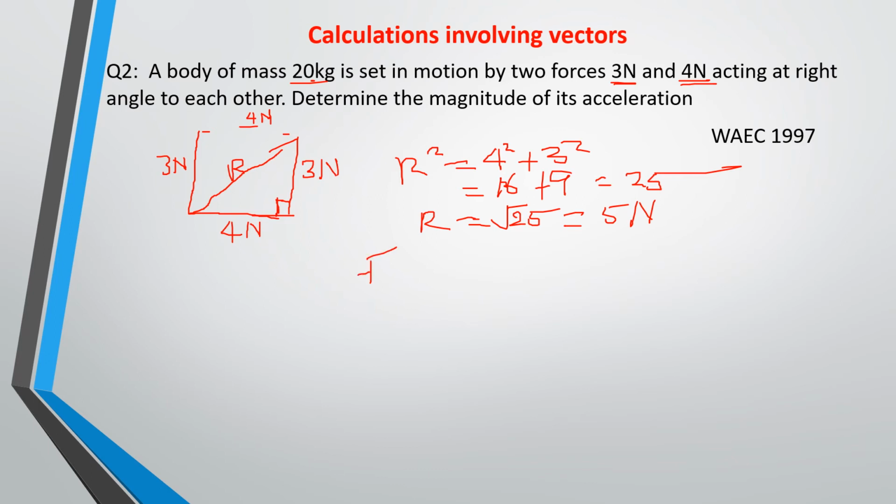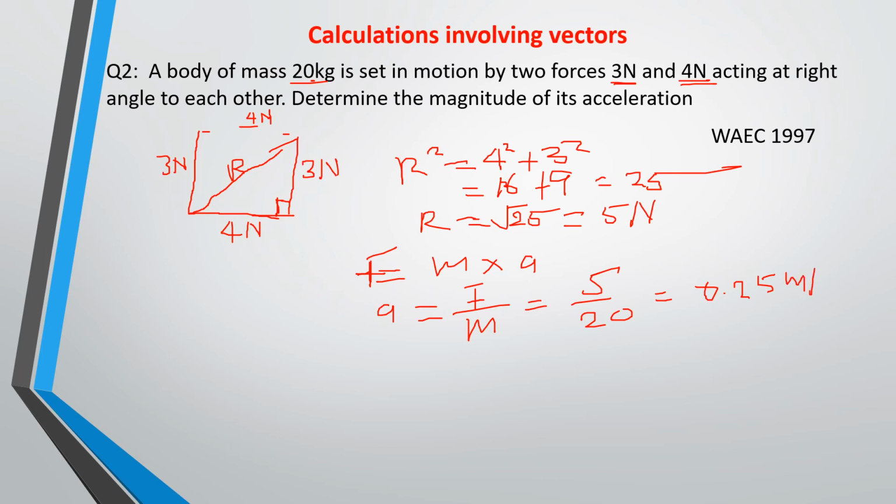So 5 Newton is the resultant force that is acting on this 20 kg mass, and we know that force is equals to what? Mass times acceleration. So here you are asked to find the acceleration of the body. So acceleration is equals to what? Force over mass, which is equals to 5 over 20. So when you work that out, you have that the acceleration is equals to 0.25 meters per second squared. Okay, so that will be the acceleration.